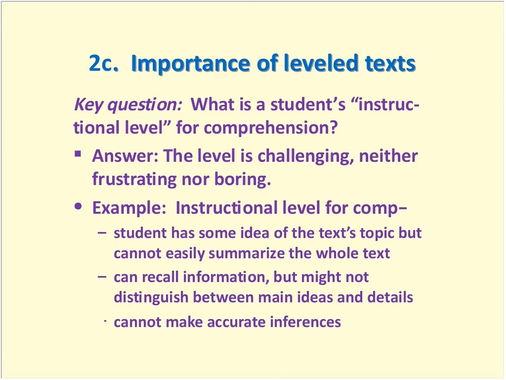So here is an example of where you might find the instructional level for comprehension. A student reads through a passage and has some idea of the text topic, but can't easily summarize it. He or she can recall some information, but might not distinguish between main ideas and details. She might say, oh, that passage we just read was about eating, but she might not get that it was really about the mother's efforts to keep the kids fed. And she may not be able to make accurate inferences.